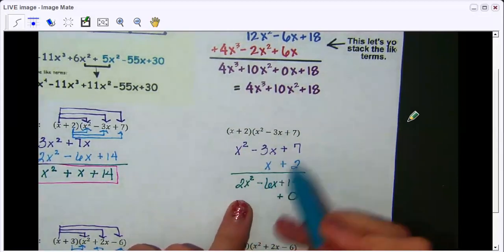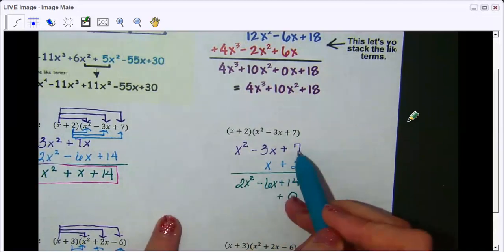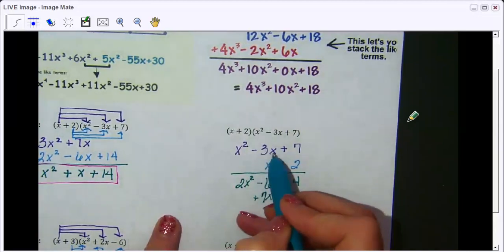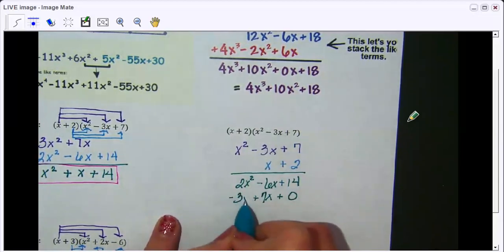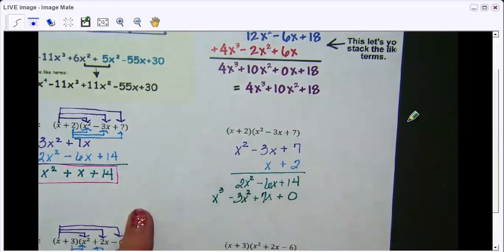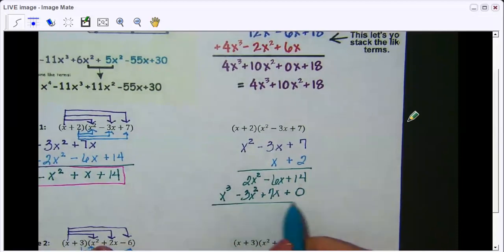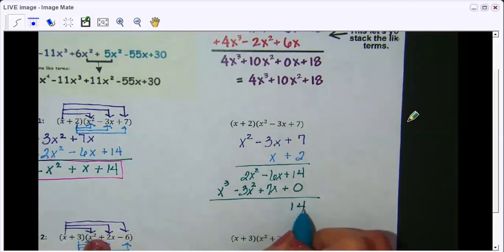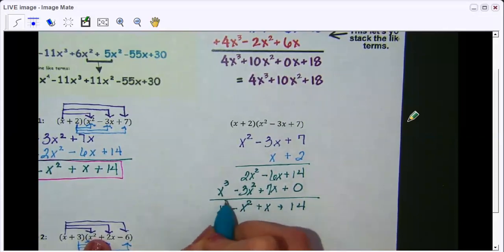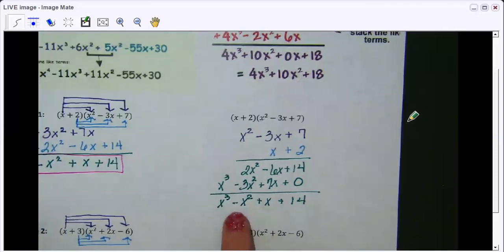And now I'm going to multiply my x. X times 7 is a positive 7x. X times the negative 3x is a negative 3x squared. And x times an x squared is an x cubed. And now we're just going to add them all up. You get 14, x positive, x squared negative, and an x cubed. And so notice that these are the exact same answers, just a different method.